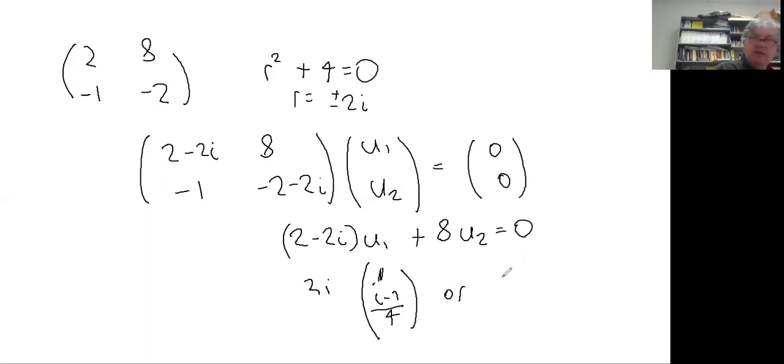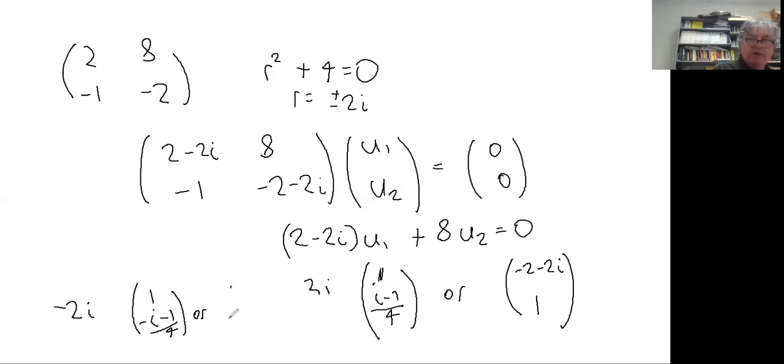Or if you set u2 equal to 1, then u1 is minus 8 divided by 2 minus 2i, which is minus 2 minus 2i after you rationalize it. And so for the other eigenpair, you have minus 2i, and the eigenvector is either 1 minus i minus 1 divided by 4, or minus 2 plus 2i, 1. Okay.